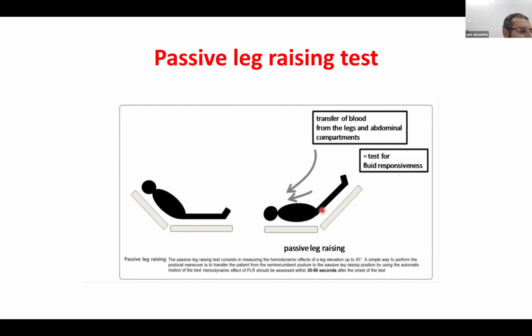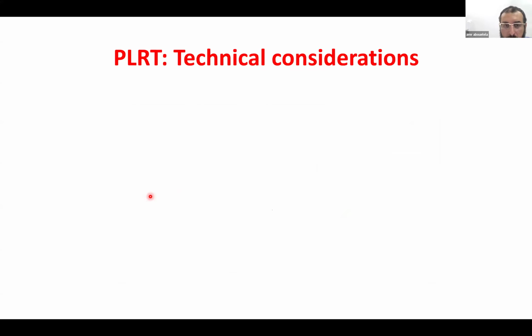The advantage, of course, of this test is that it's reversible, because if you give an actual fluid challenge, normal saline, 500 or 300 of saline, you will not be able to take it away from the patient if the patient is congested or not responsive. But here, if you return the patient to his normal position, the blood will go back from the heart to the lower limb and trunk, so you are not causing any overload on the heart and lung if the patient is not a real fluid responder.